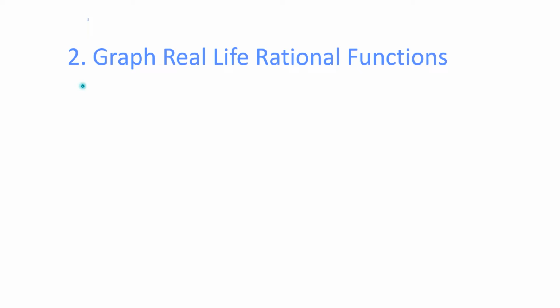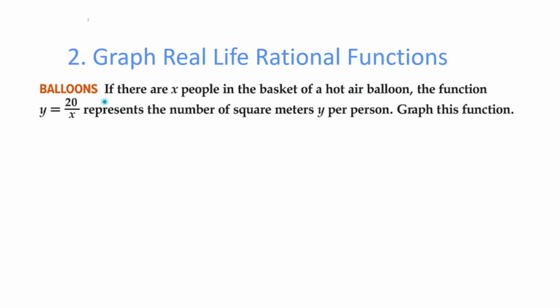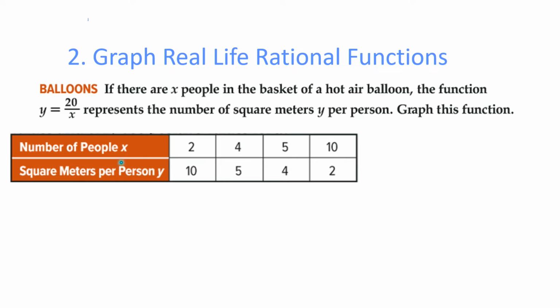Well, now let's consider an example from real life and see how to graph it. Here is the question. If there are x people in the basket of a hot air balloon, the function y equals 20 over x represents the number of square meters y per person. Graph this function. As you know, to graph a function, first we have to create a table containing x and y values. Here is the table.